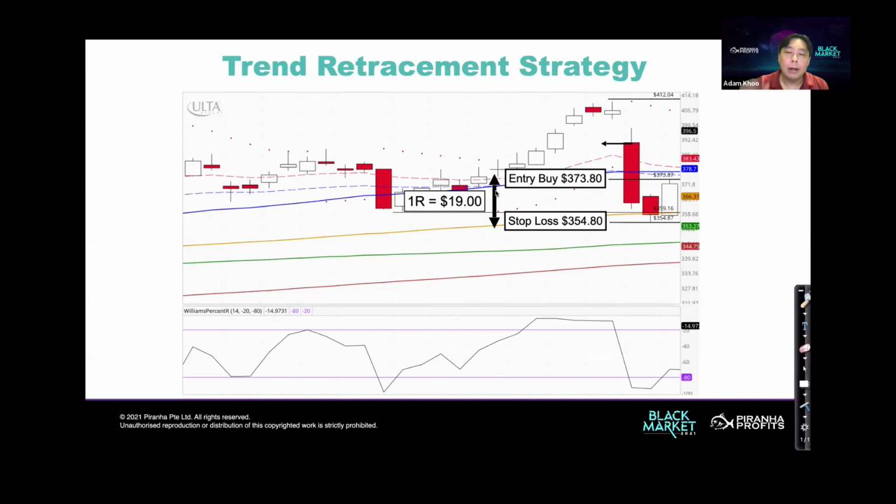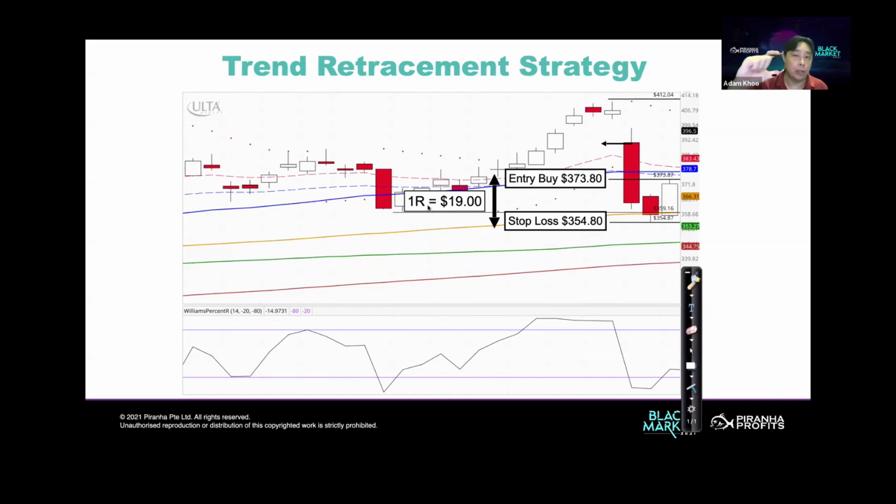What is my risk per share? What's my risk per share, guys? $19. That means every one share I buy, I'm risking $19 if it hits the stop loss. Agree? So we call that the 1 R distance.